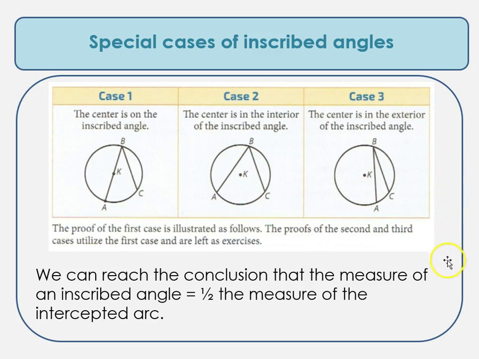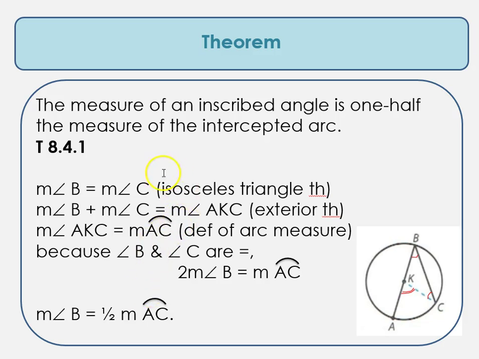We can reach the conclusion that the measure of an inscribed angle equals 1/2 the measure of the intercepted arc by looking at the last slide and determining that the 90-degree angles were half of 180, and now we have the theorem for that. So theorem 8.4.1, the measure of an inscribed angle is 1/2 the measure of the intercepted arc. So we have central angle measure will be equal to the measure of the intercepted arc. Inscribed angle measure will be 1/2.